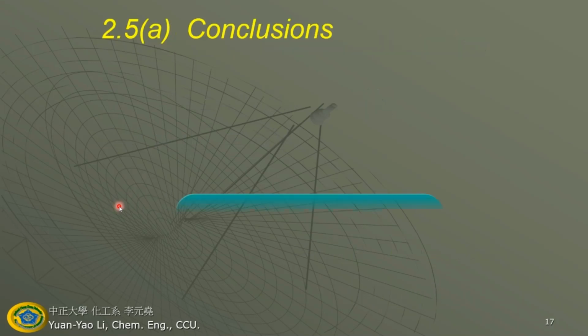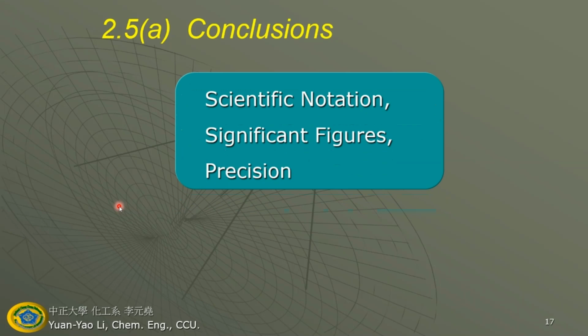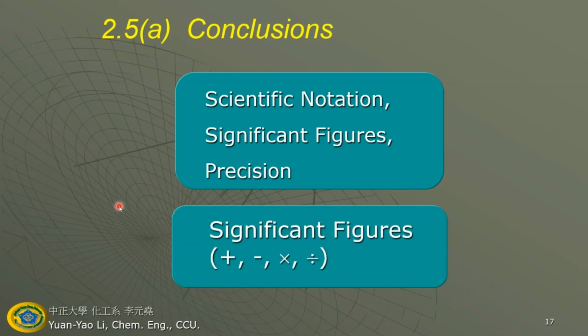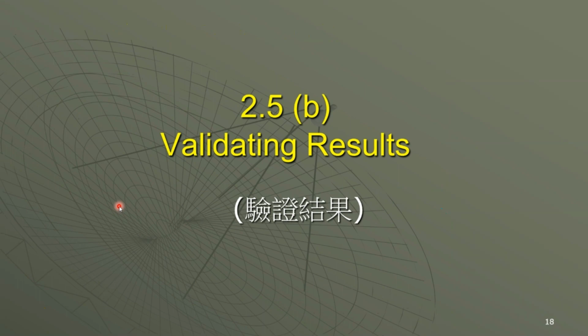Right, so the conclusion is three terms, please remember this well: scientific notation, significant figures, and precision. And after that, you need to know how to do addition, subtraction, multiplication, and division using significant figures.